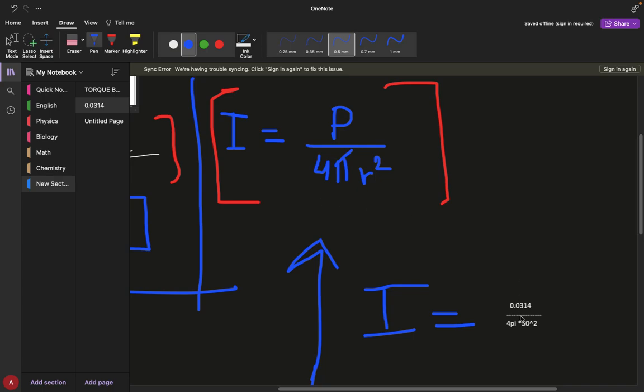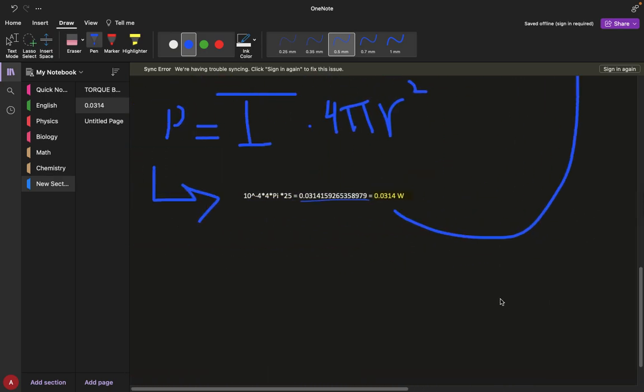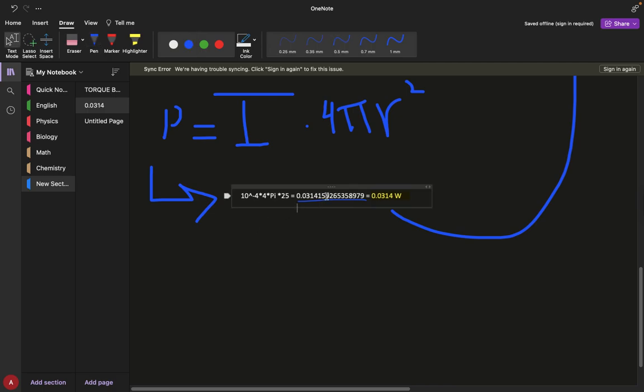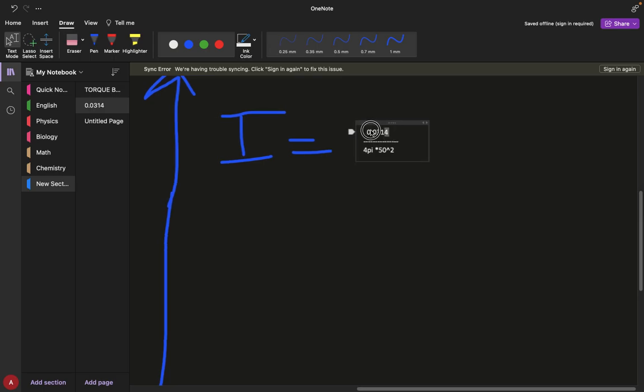Actually, don't round it, guys. Don't round it. Just use the whole power value. Okay, the answer should be 10 to the power of negative 6. Now, we found the intensity. Go ahead, 10 to the power of negative 6. Let's copy that.